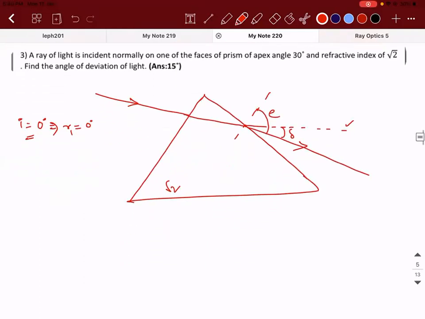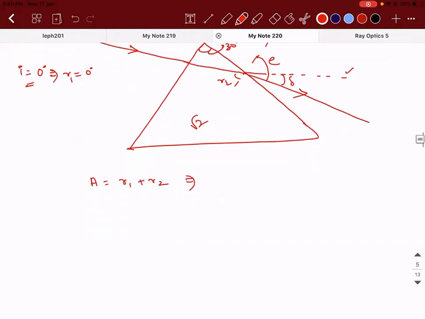Now the question is, if R1 is equal to 0 degrees, and the angle of prism is 30 degrees, that is given, then what is the value of R2? We know that A is equal to R1 plus R2, which implies 30 is equal to 0 plus R2, and R2 is going to be 30 degrees.